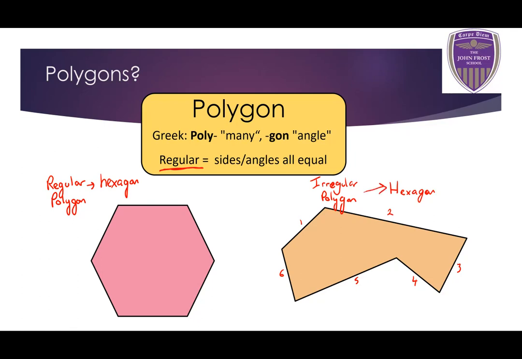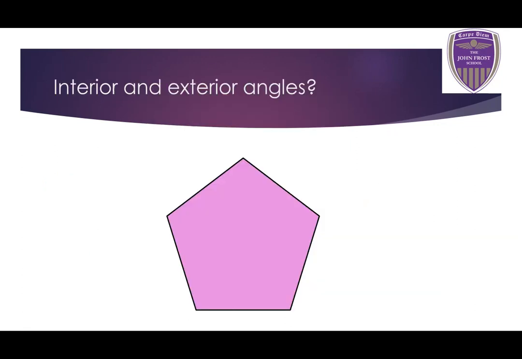So now let's talk about interior and exterior angles. This lesson is about interior angles, but while we're here, we might as well talk about both of them. You might have heard the word interior before, it means inside. So the interior angle is the angle that is inside the shape. What I've highlighted here is one interior angle of this pentagon, this five-sided shape.